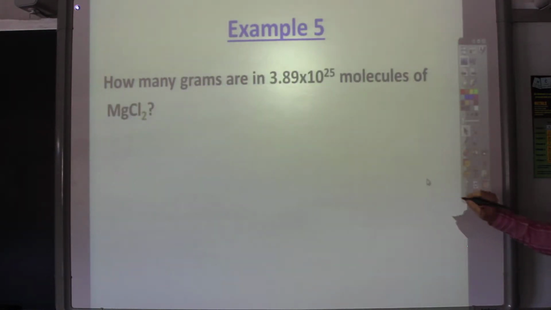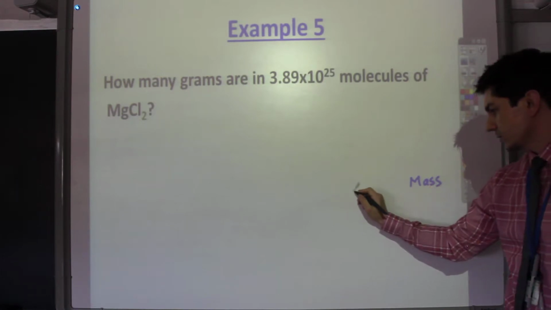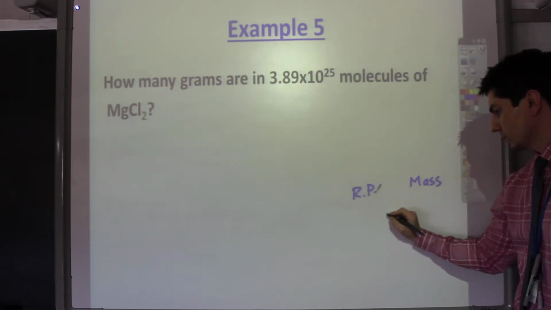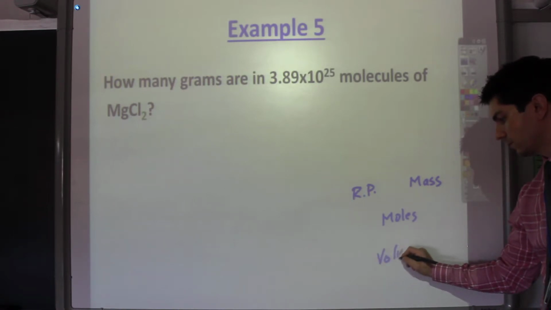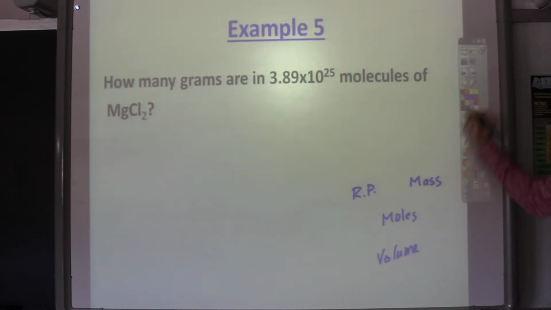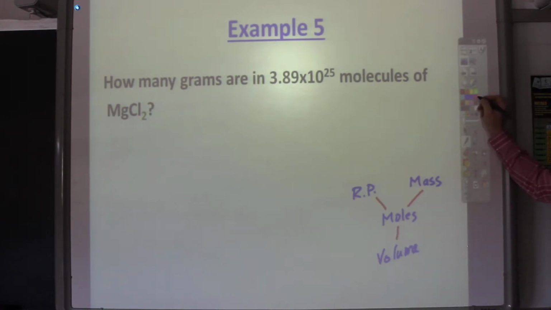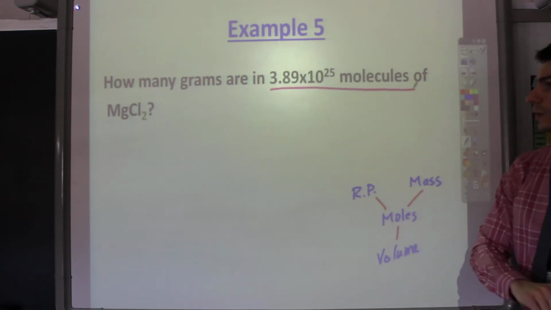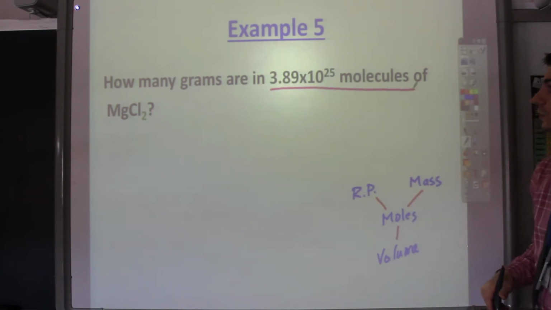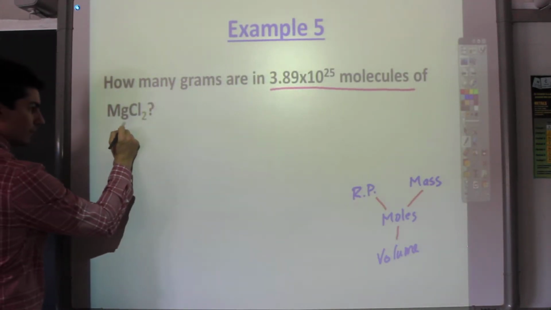Next one, example 5. Let me write down our little roadmap again. We have our mass, we have our representative particles, we have our moles, and we have our volume at the bottom, connecting everything. So, starting off in this problem, it tells us that we are given 3.89 times 10 to the 23rd molecules of magnesium chloride. So, as always, take what you're given.